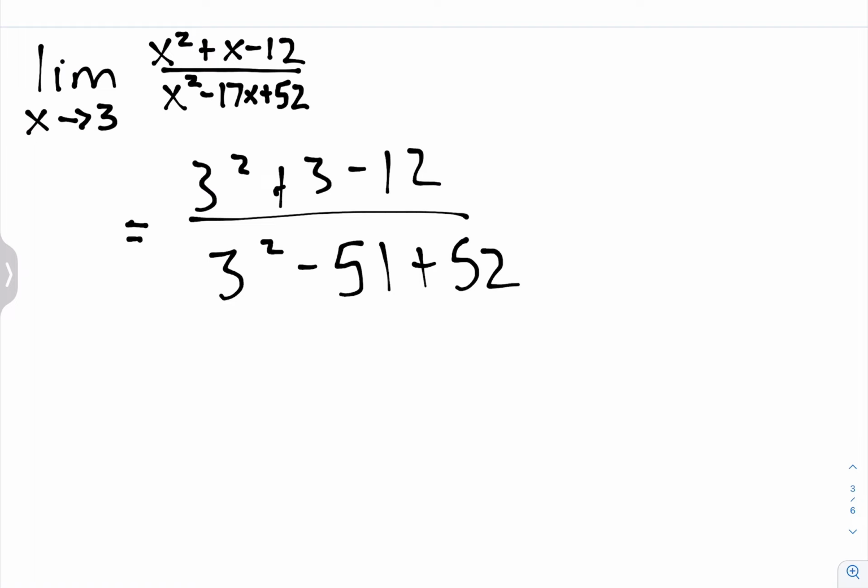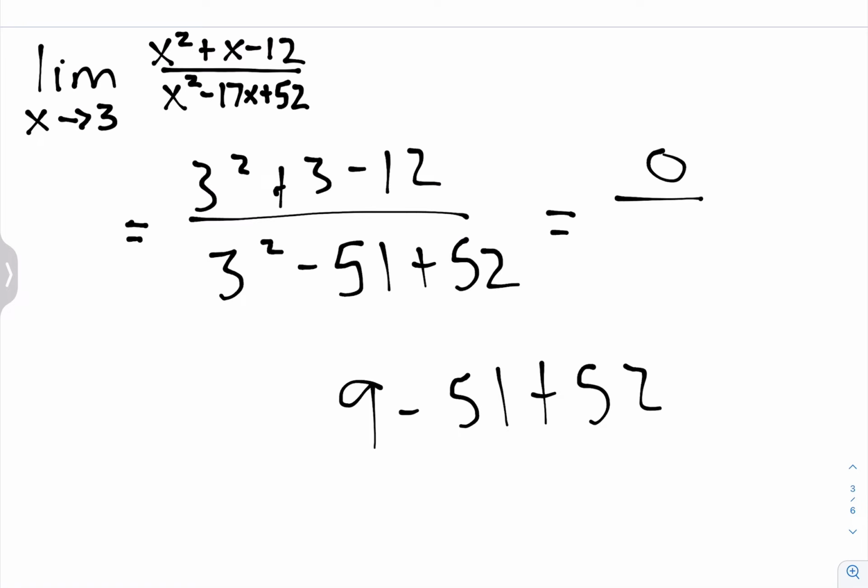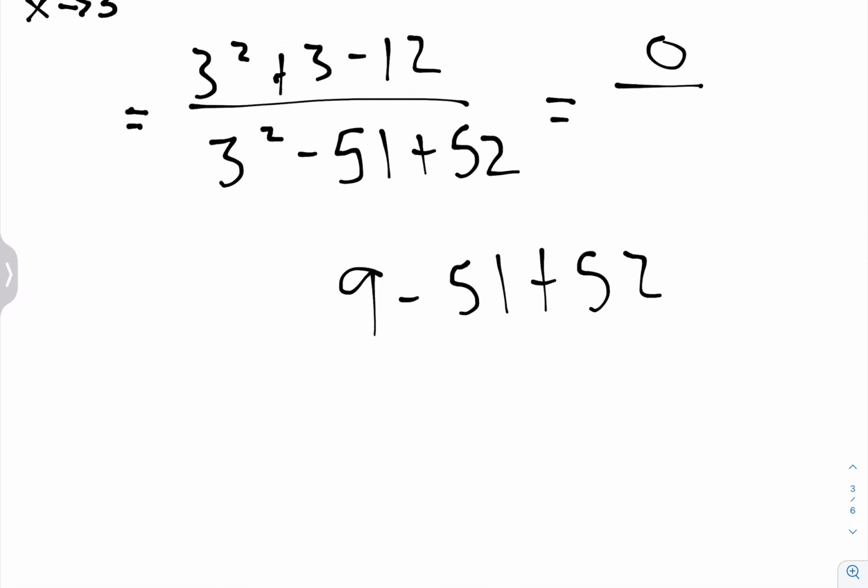Okay, this is going to be 9, so the top is going to be 0. 3 squared minus 51 plus 52, that's going to be 9 minus 51 plus 52, so 9 minus 51 is negative 42, plus 52, that's going to give us positive 10.